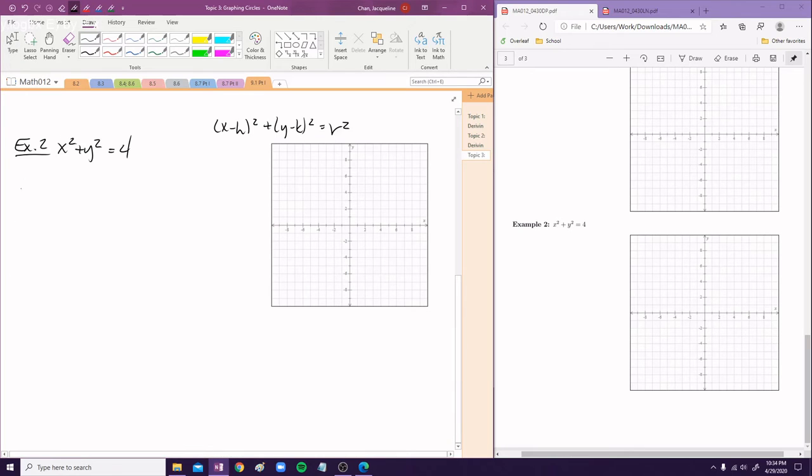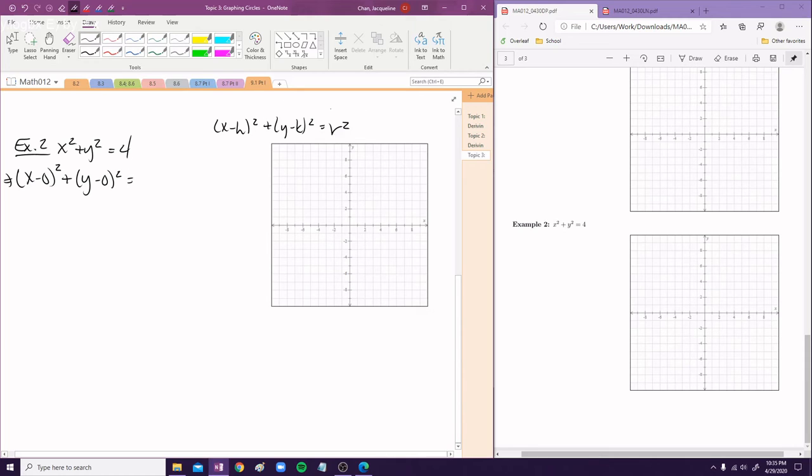Since there's nothing over here, I can do x minus 0 quantity squared. This is exactly the same because x minus 0 is the same. It's like saying 3 minus 0, that's still 3. 100 minus 0, that's still 100, right? So x minus 0 quantity squared is still the same as x squared. Again, y squared can be rewritten as y minus 0 quantity squared.